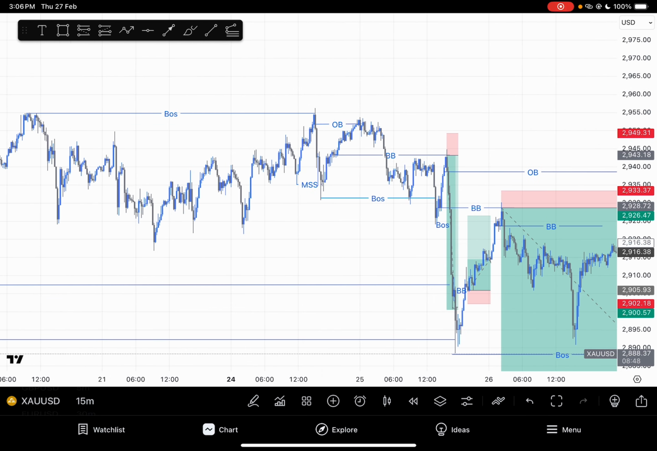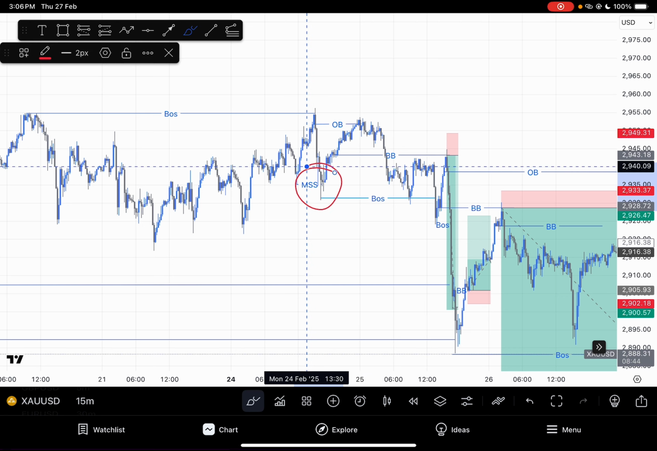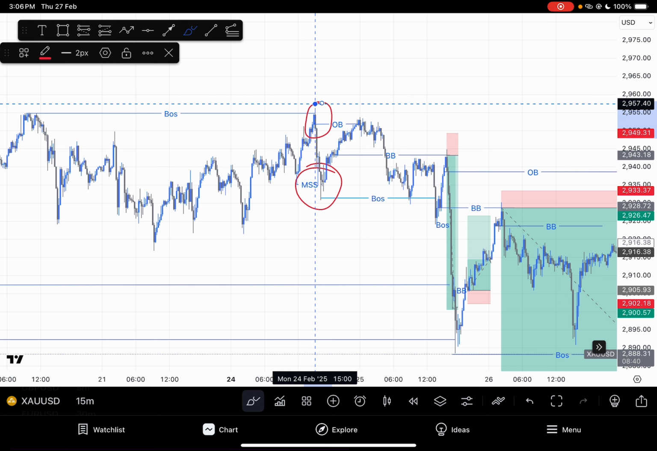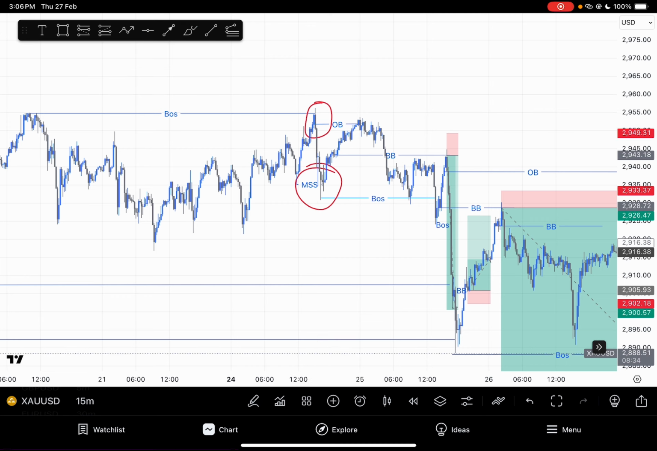So it got to this region here where gold did a market structure shift. Then you see the retrace back up where gold retested on the order block. Then you see since then price has been pushing to the downside, creating multiple breaks of structure.